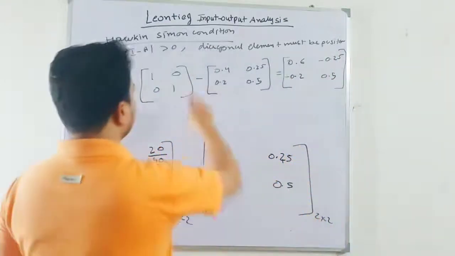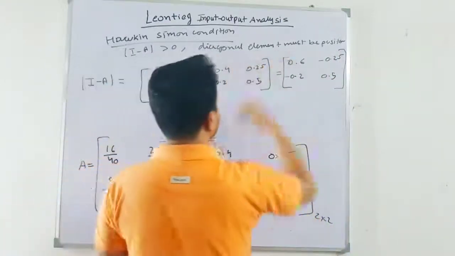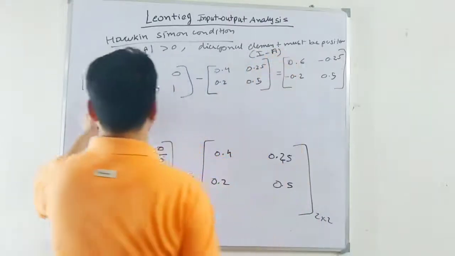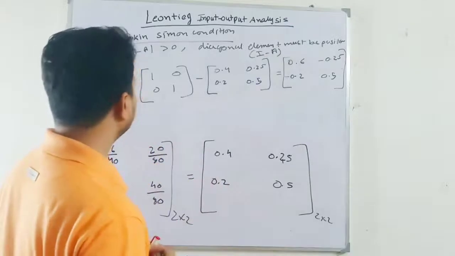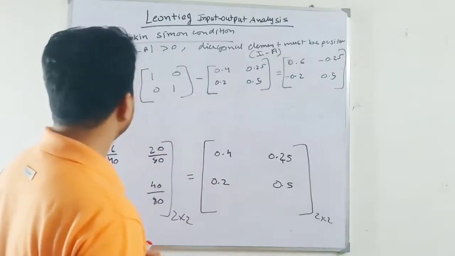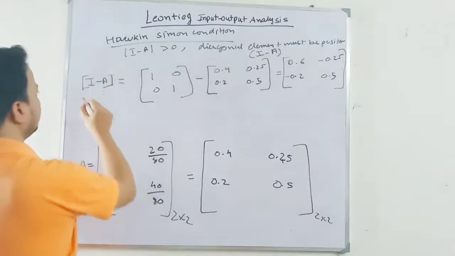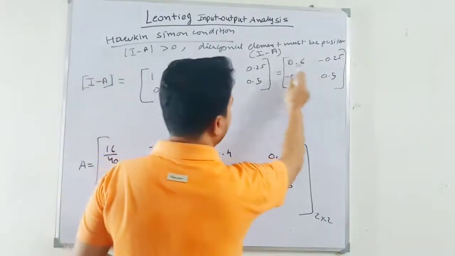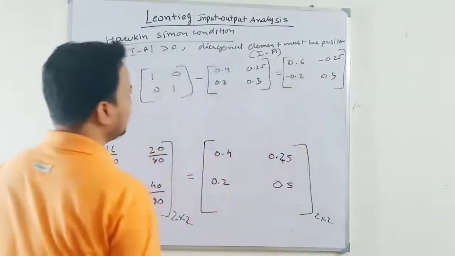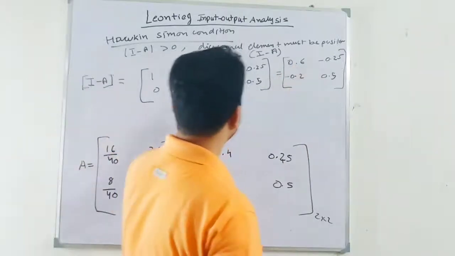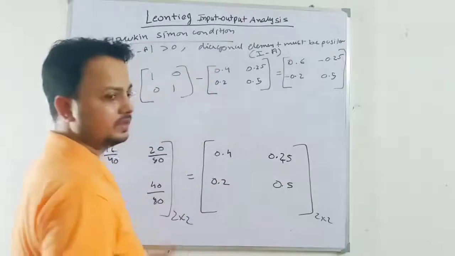Check the second condition, diagonal element of the I minus A matrix must be positive, right? So this is my I minus A matrix. This diagonal element, the principal diagonal element, is positive. So this condition is satisfied.